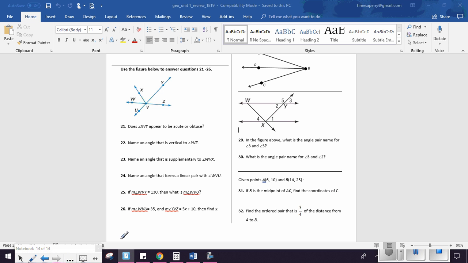And last but not least, number 32. Find the ordered pair that is 3/4 of the distance from A to B. Now we have to use our fractional distance notes for the coordinate grid, and that's when we had to do a total of 6 steps. We had to find a new x and a new y. So to find the new x, we first find the total distance of all of our x's. So that's x sub 2 minus x sub 1, the absolute value of that.